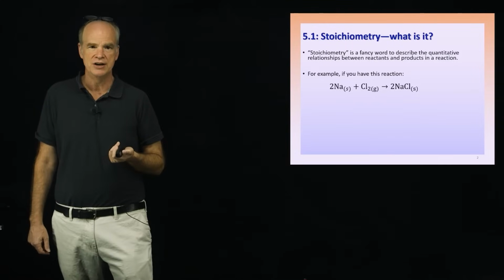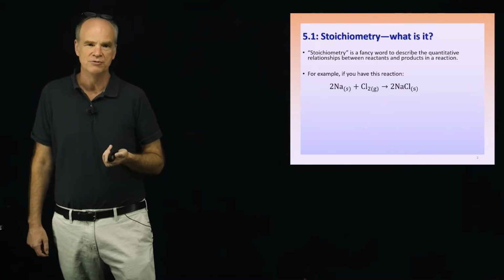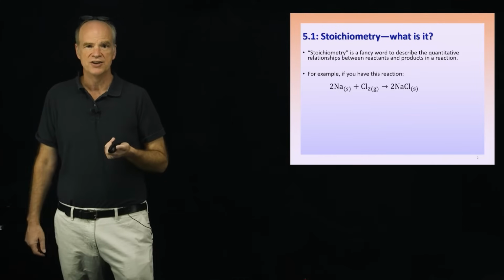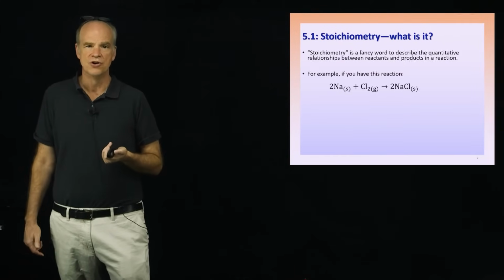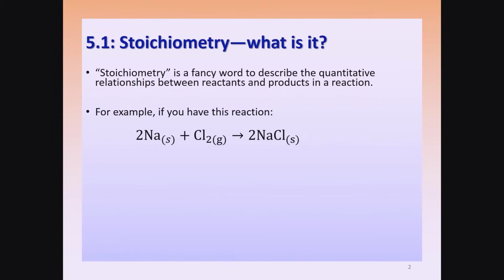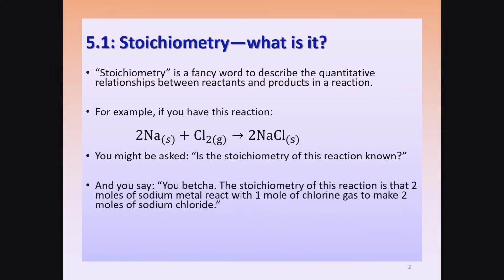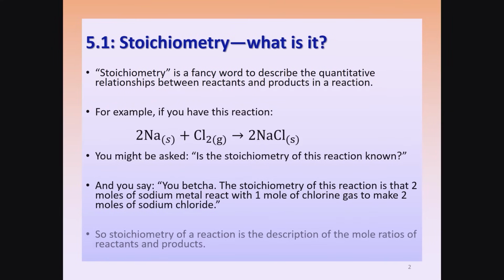So let's say we are describing the reaction of sodium with chlorine gas to produce sodium chloride. And so we can write out a chemical equation as we've done. And so you can see that 2 moles of sodium will react with 1 mole of chlorine gas to give you 2 moles of sodium chloride. So one question you might be asked is, well, do we know what the stoichiometry of this reaction is? And the answer is, you betcha. The stoichiometry refers to the mole ratios in that chemical reaction. And the stoichiometry is that 2 moles of sodium will react with 1 mole of chlorine gas to produce 2 moles of sodium chloride.